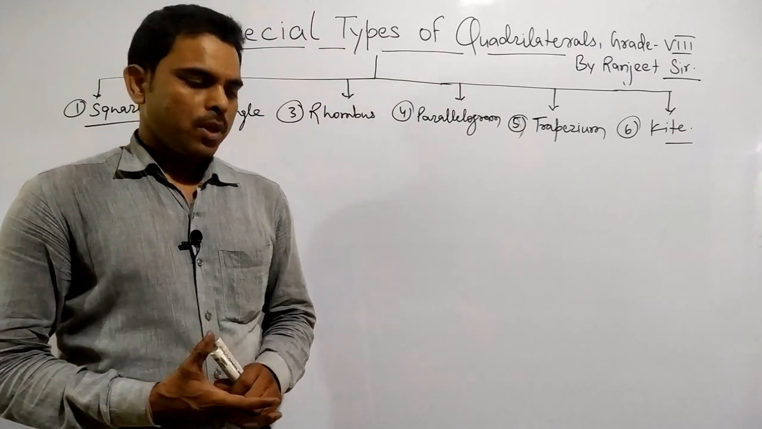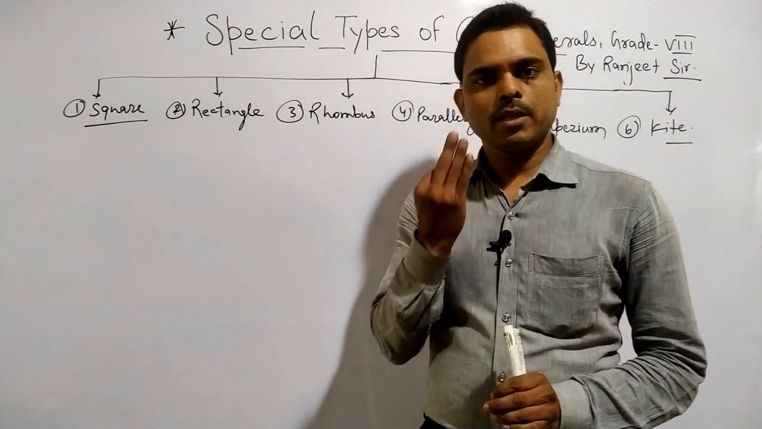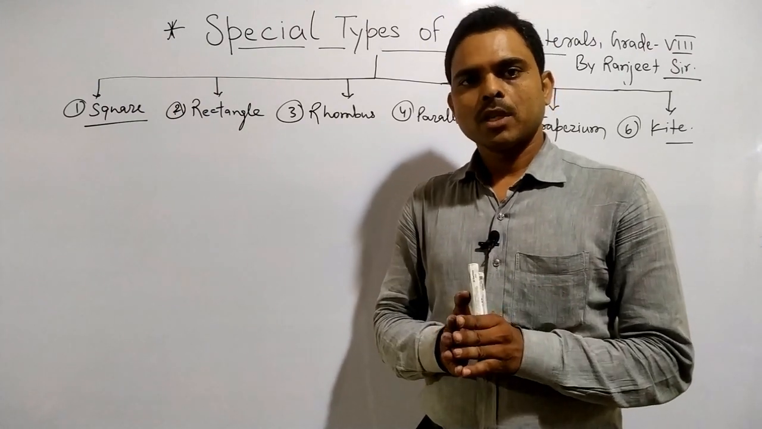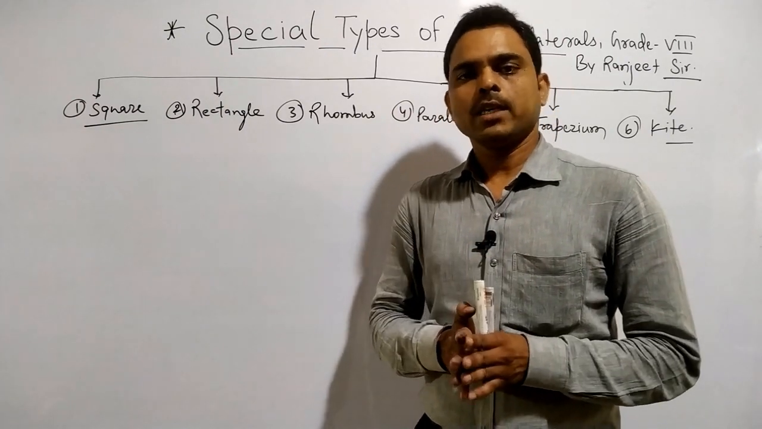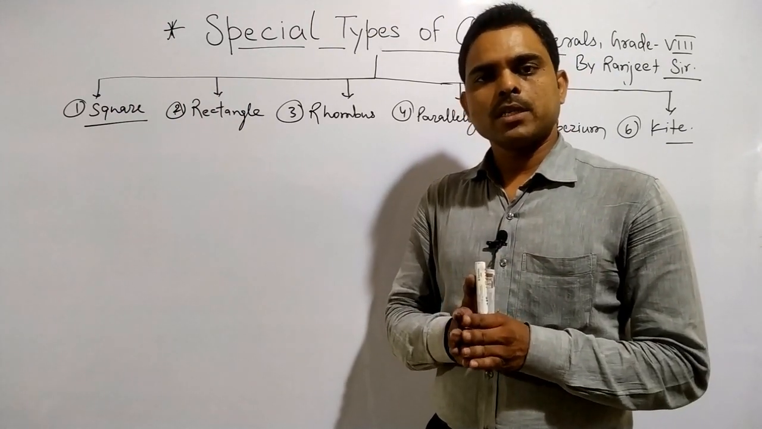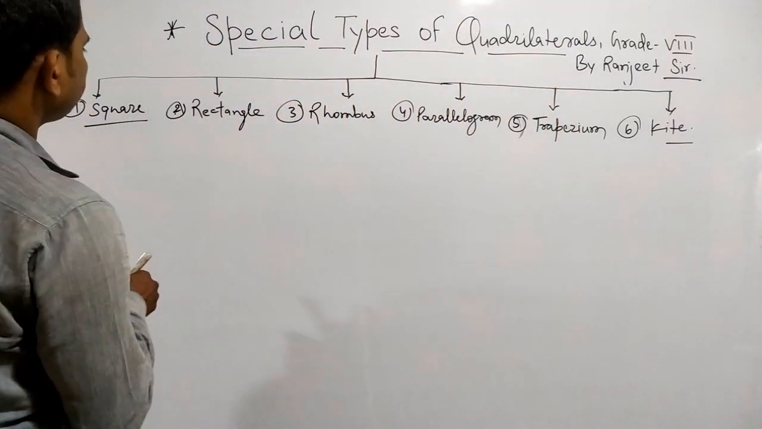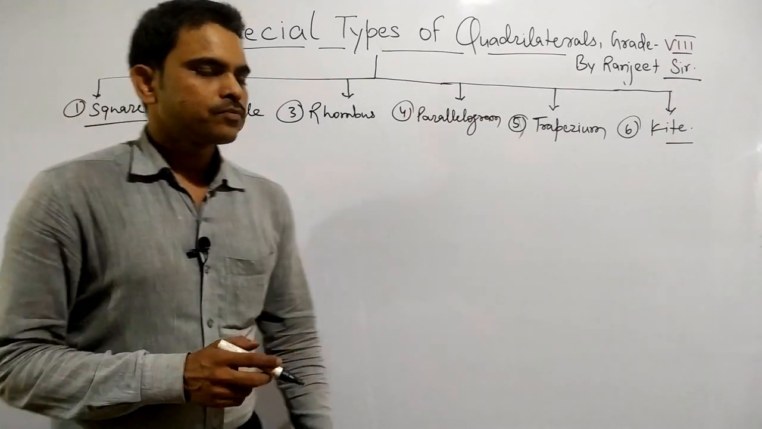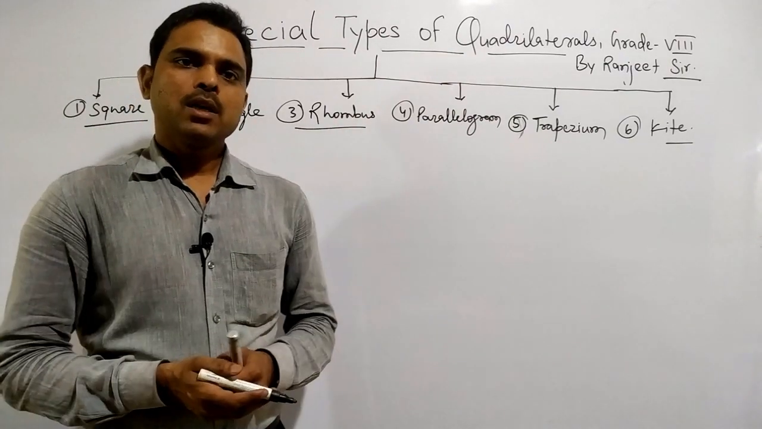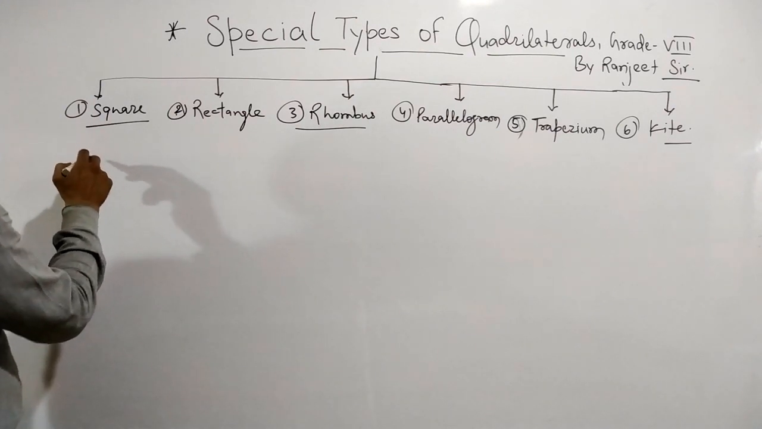We have to know all these 6 different special types. If we talk about the properties of these 6, we will always talk about 3 different things: the sides, the angles, and the diagonals. In this video, you will find the relation of these 3 things. One more thing I want to clear now: today in this video I'm going to explain 3 only. The rest of the 3 I'll explain in the next video. So first of all I start with number 1, square.